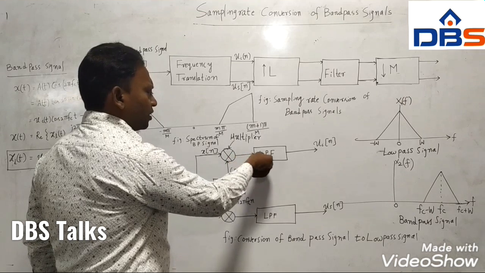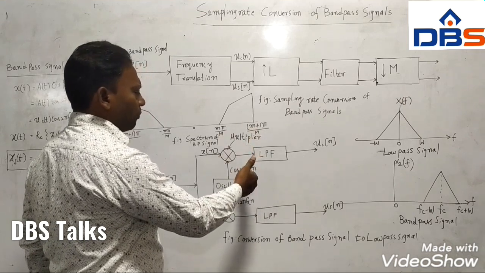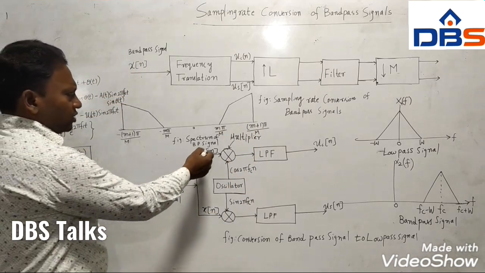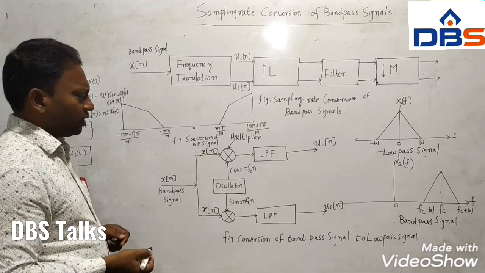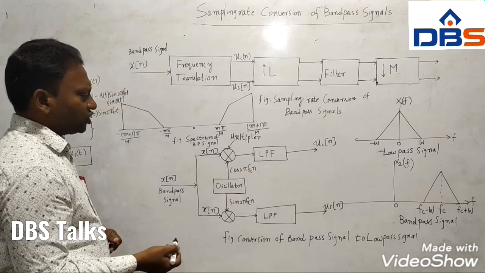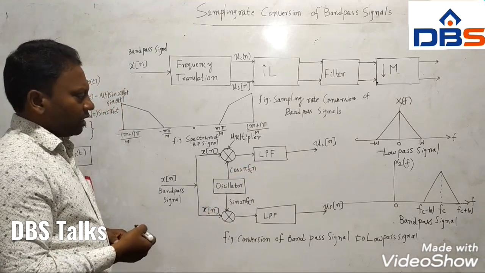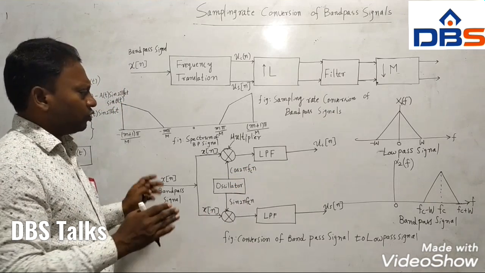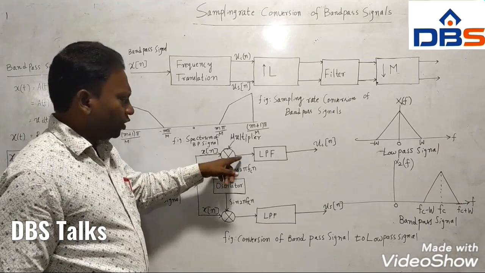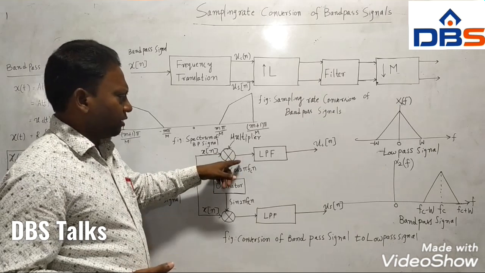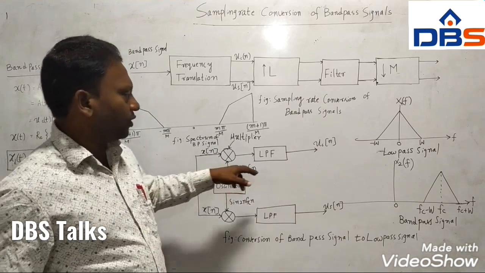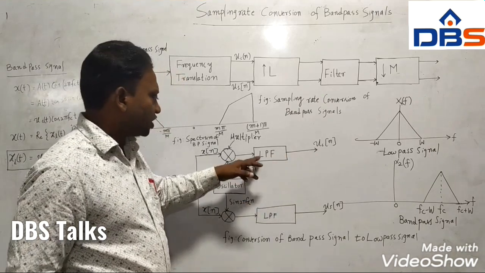Whenever you multiply two frequency components, you get higher order frequency components. Suppose x of n is cos 2 pi f1 n and you multiply it with cos 2 pi Fc n, then you will get Fc plus f1 and Fc minus f1. Multiplication is nothing but modulation, and when you modulate the signal you get product terms containing higher order frequency components. To remove those higher order frequency components, we use a low pass filter, in both cases.